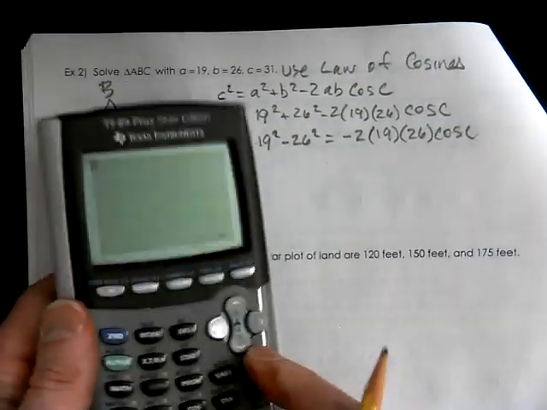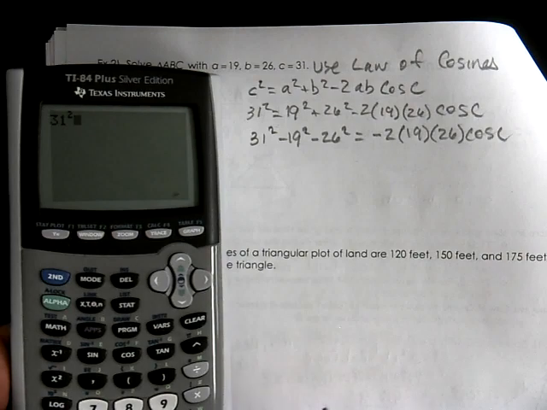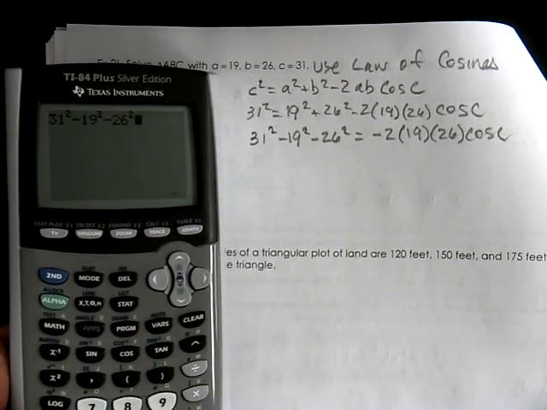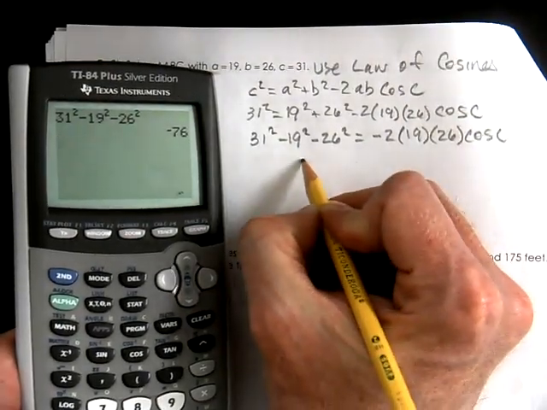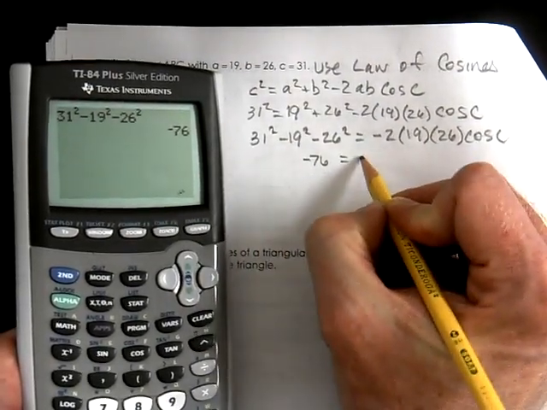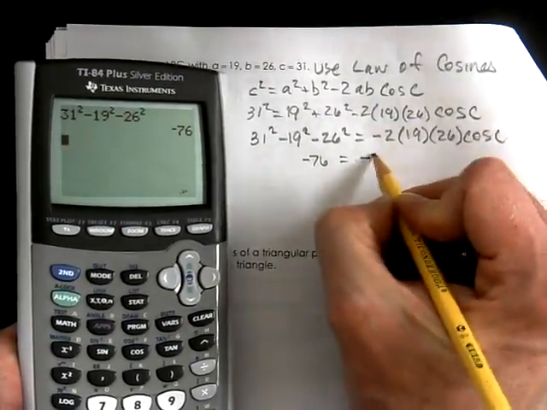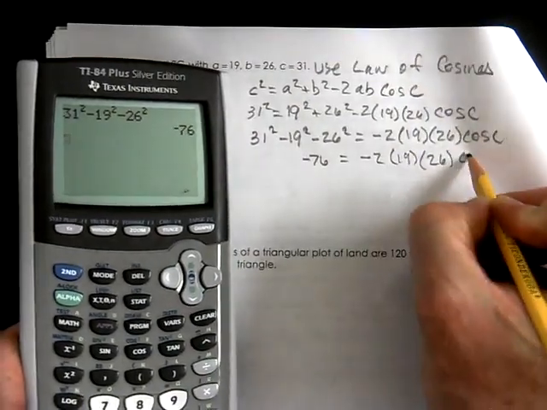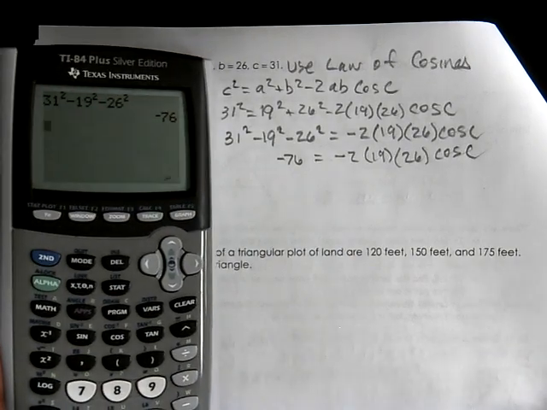So I just go to my calculator and I type in 31 squared minus 19 squared minus 26 squared, and it'll take care of that whole process for us. That's negative 76 equals. We're just going to keep it all separated. So what am I going to do to get my cosine by itself?